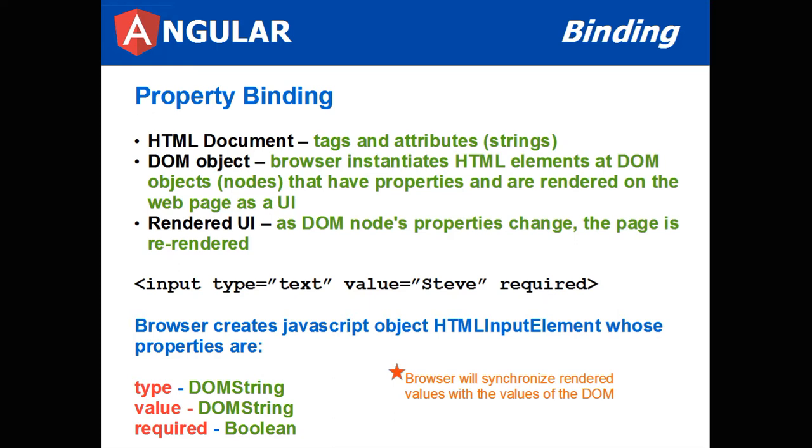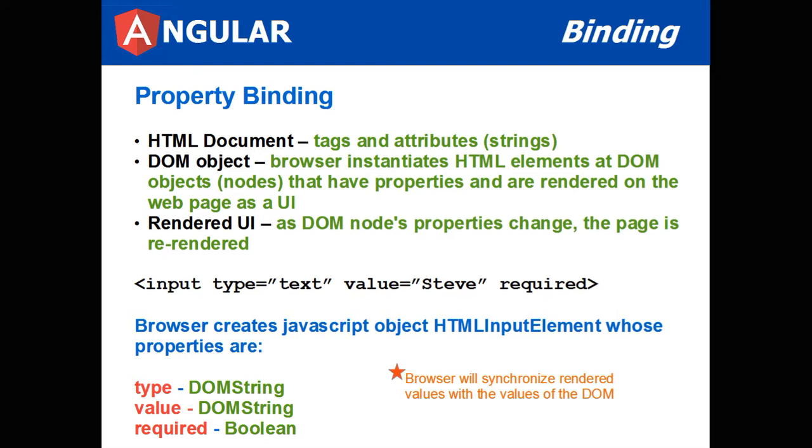Okay, so if you have a statement like input type equals text, value equals Steve, it's required. The browser creates a JavaScript object, an HTML input element, whose properties are type, which is a string, value, which is a DOM string, and required, which is Boolean. And notice the browser will synchronize the rendered values with the values of the DOM.